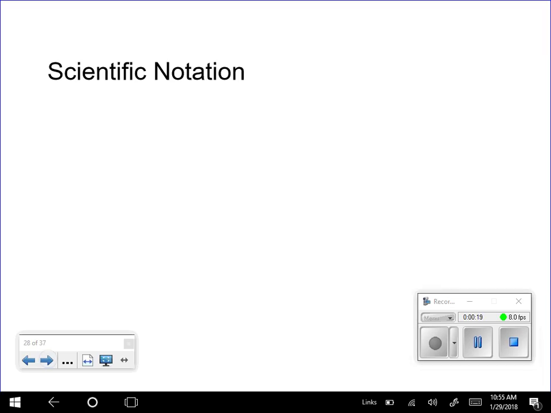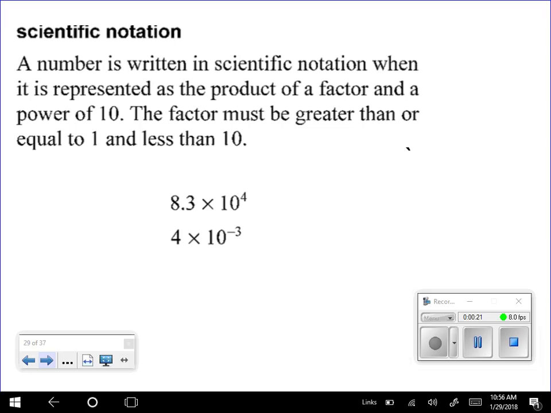So first, definition of scientific notation. A number is written in scientific notation when it's represented as the product of a factor and a power of 10. So why do we use scientific notation? If we're working with really big numbers or really small numbers, it makes it easy for us to write those numbers out. So the factor, the number out in front, has to be greater than or equal to 1 but less than 10.